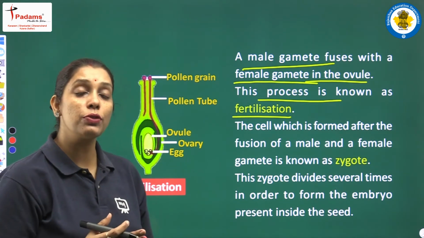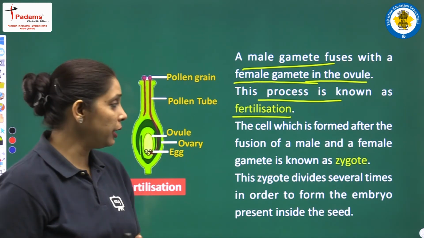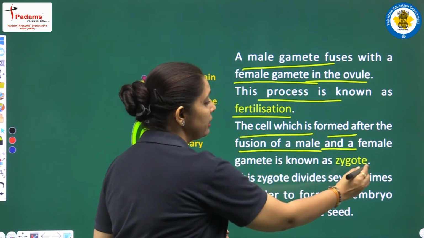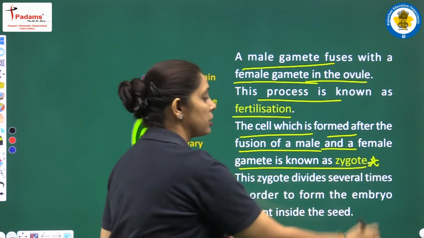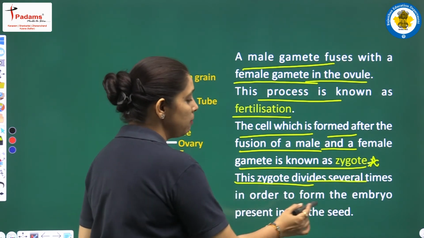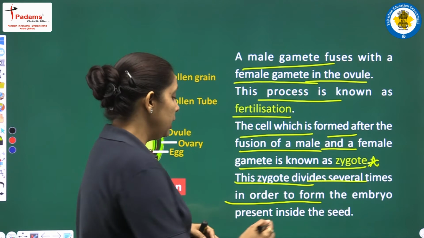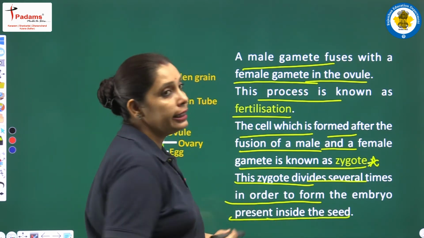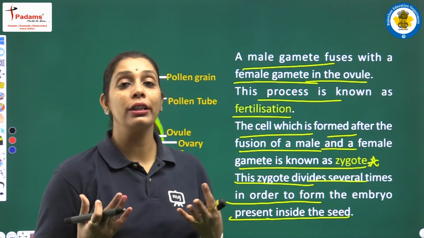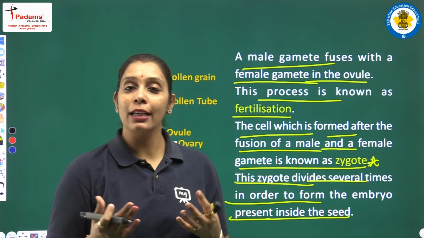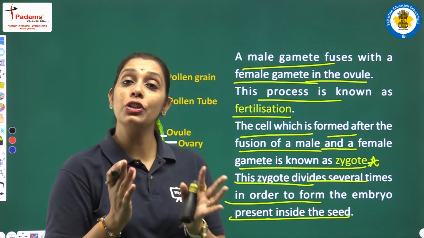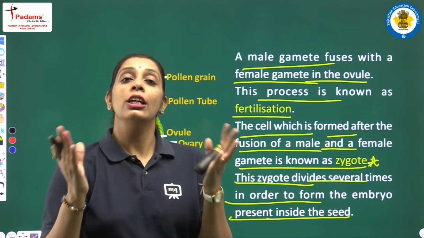A new structure is formed which is known as zygote. Okay, the cell which is formed after the fusion of male and female gamete is known as zygote. Okay, class 7. Further, this zygote divides several times in order to form the embryo present inside the seed. Yes, and that seed, when it gets favorable conditions, grows or develops into a new plant.